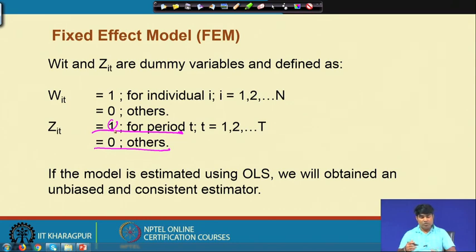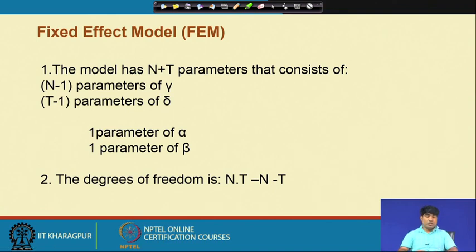And if the model is estimated using OLS, then we will obtain an unbiased and consistent estimator, and that's not the big deal. So, obviously, we would like to check how this particular structure works. In the case of the fixed effect model, the model has n into t parameters, where n represents the number of cross sectional units and t represents the number of time elements. So, we have n minus 1 parameters of gamma and t minus 1 parameters of delta. One parameter of alpha and one parameter of beta will also be part of this system, and by default the degree of freedom for the entire model will be nt minus n minus t.